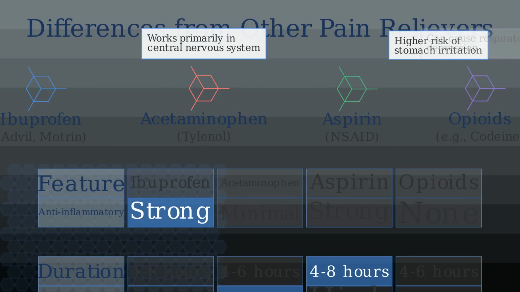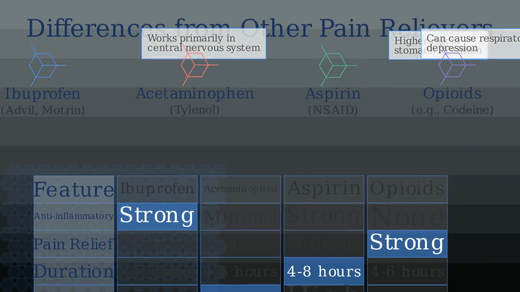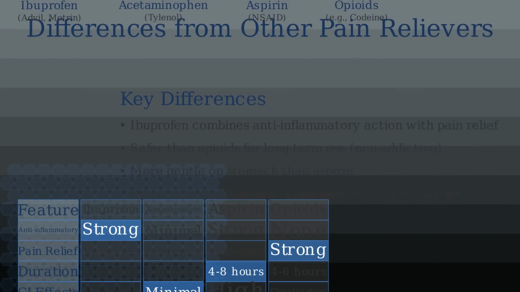Unlike opioid pain relievers, ibuprofen is non-addictive and doesn't produce sedation or respiratory depression. While opioids provide stronger pain relief, they come with significant risks that ibuprofen doesn't have. In summary, ibuprofen offers a balanced profile that makes it suitable for a wide range of pain and inflammatory conditions. Understanding these differences helps in selecting the most appropriate medication for specific conditions and individual needs.